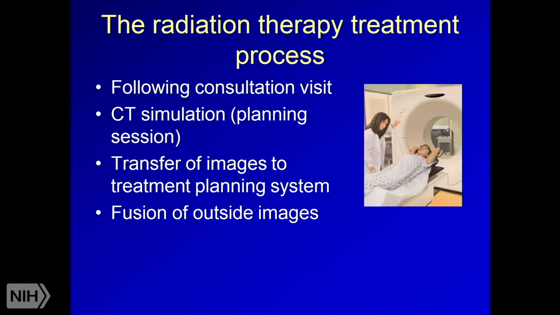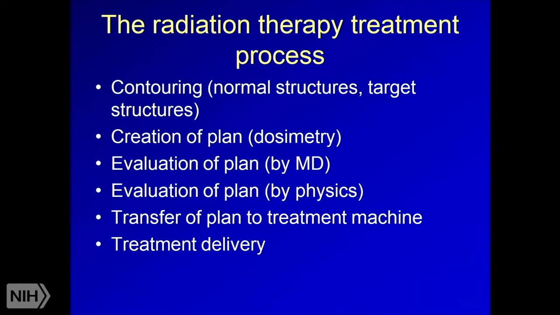The radiation therapy treatment process, what it involves is first that we see patients in a consultation visit. Once that's completed and we deem the patient to be a candidate for radiation therapy, then they undergo a CT simulation or a planning session for radiation. We then take those images and transfer them to our treatment planning system, and we do have the ability to fuse in outside images like MRs, PET scans, different scans in different positions, or scans with IV contrast.